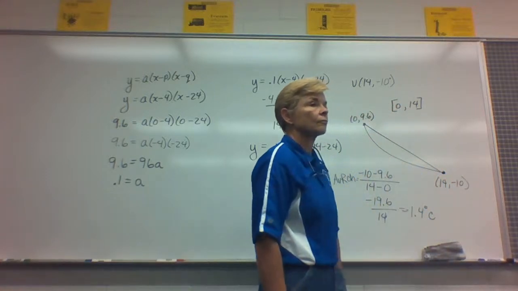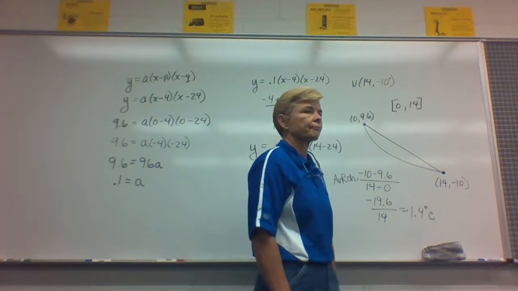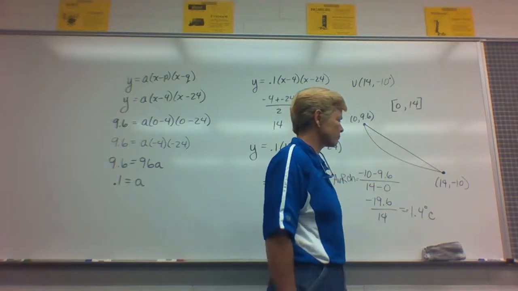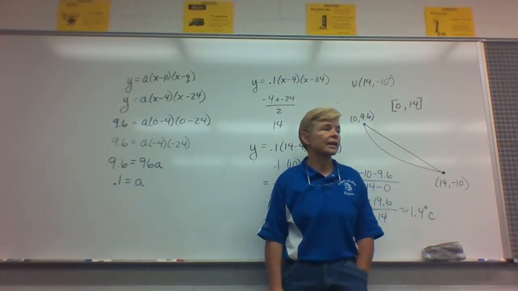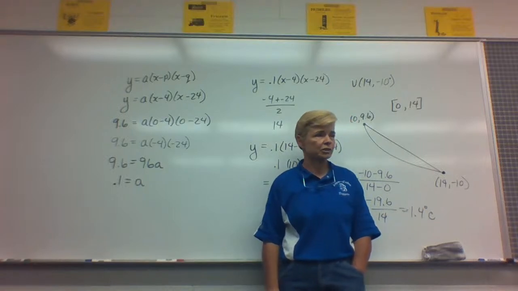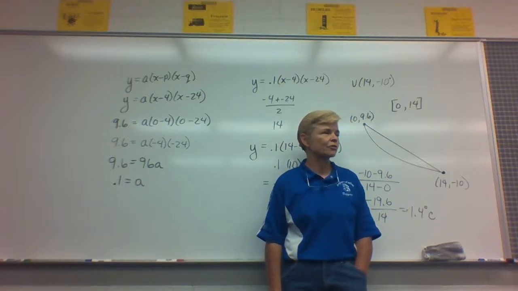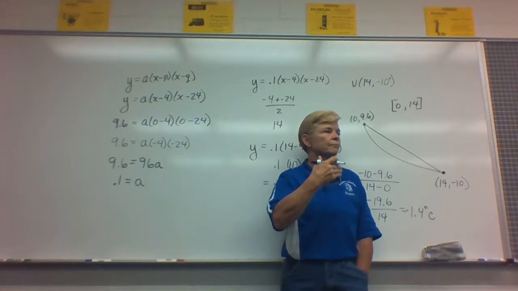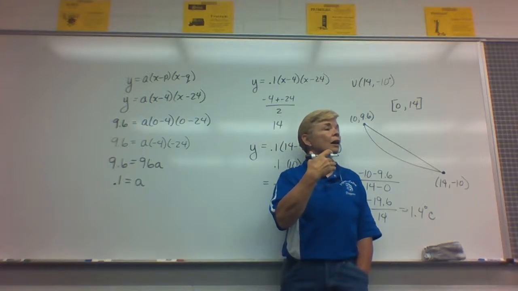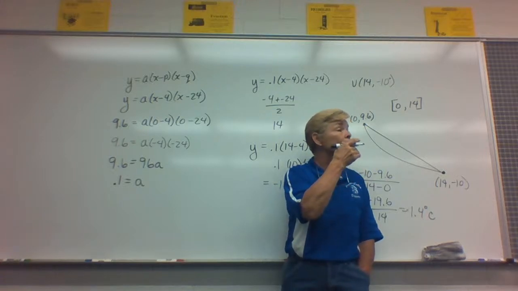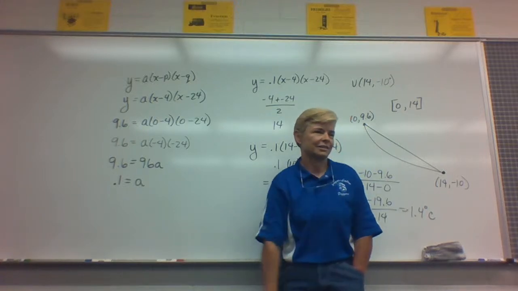Negative 1.4. Oh, thank you. That's excellent. Can anyone interpret what that means in the context of the problem? And I'll tell you how you start it. You start by saying, on average, because that's what we found was average rate of change. On average, the temperature decreases, drops 1.4 degrees Celsius per hour. Excellent.